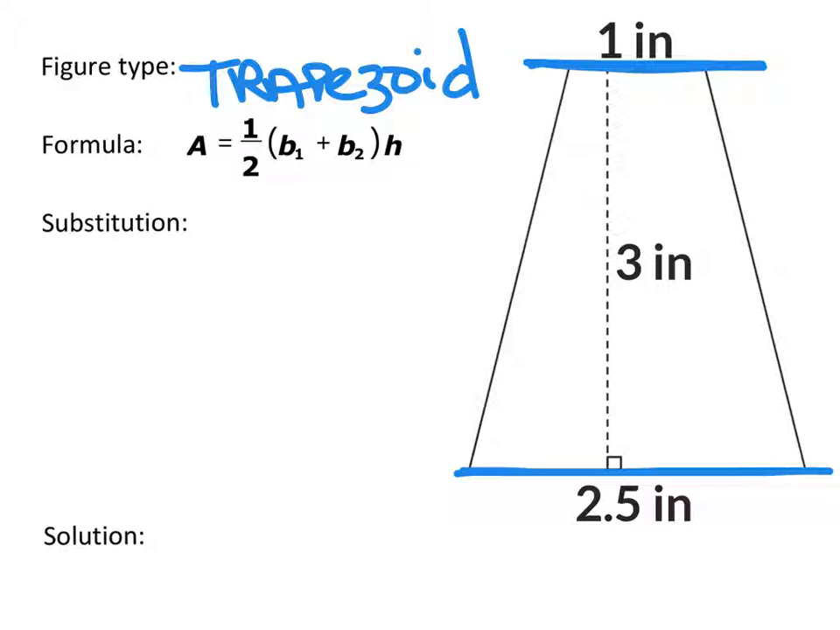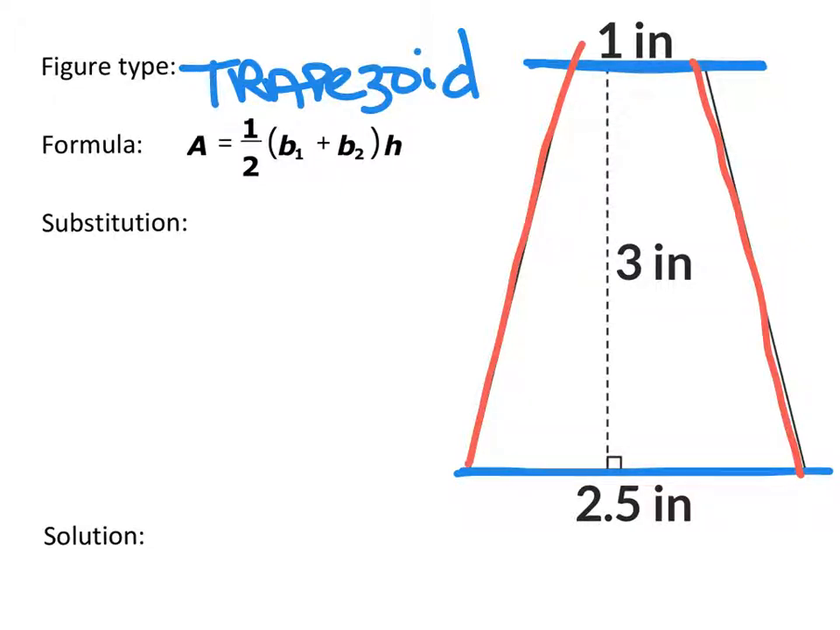In a trapezoid, the parallel sides are known as the bases. Base 1 and base 2. We know it's a trapezoid because these sides here are not parallel. A trapezoid: one pair of parallel sides.